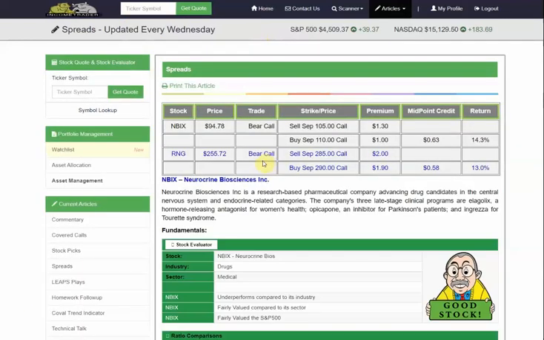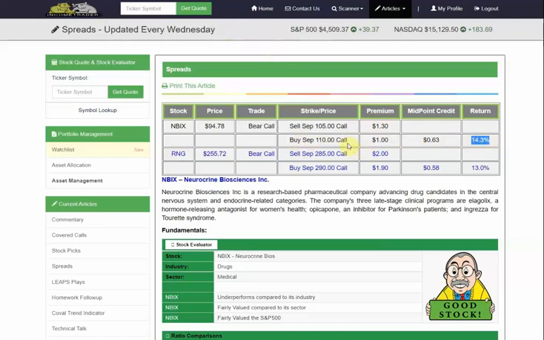Same thing over here. We have spread trades. For those of you who like to do spread trades, it's just like the covered calls, just like the stock picks. We give you 2 new trades, and we update these only on Wednesdays. So every Wednesday, we give you 2 new trades that we think look pretty good, and you might be interested in some of these trades. And again, if you're a spread trader, you might go back and take a look at these.